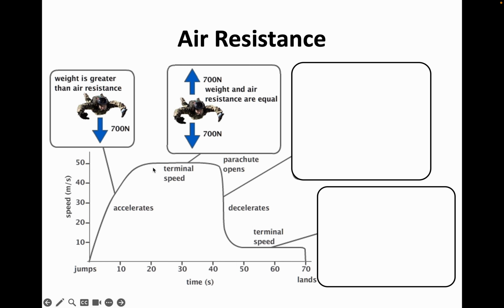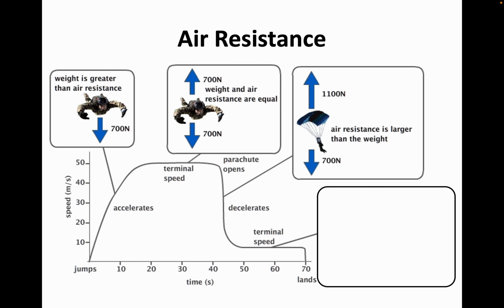You don't want to hit the ground at 50 meters per second, so you open your parachute. The parachute has a much bigger amount of air resistance at that speed. So suddenly the air resistance is greater than the weight of the skydiver. Over here is a 70-kilogram man.